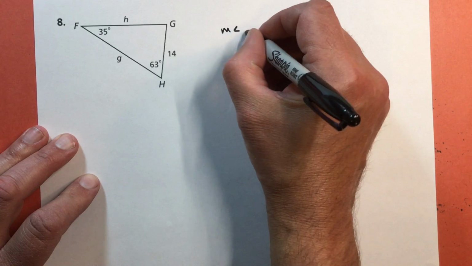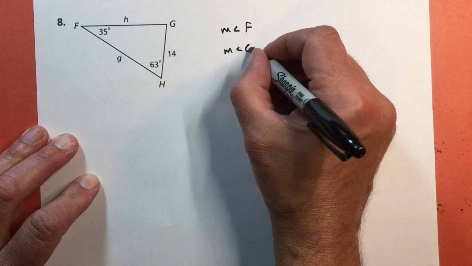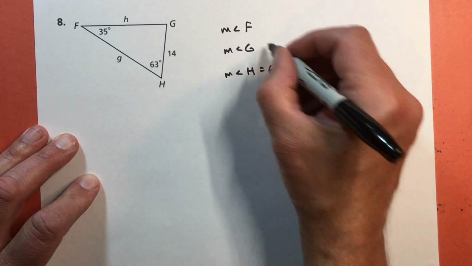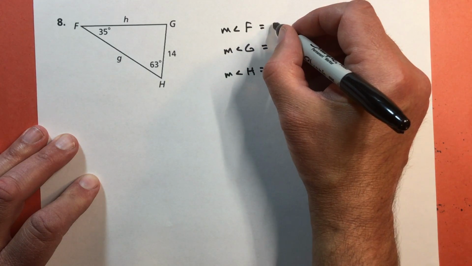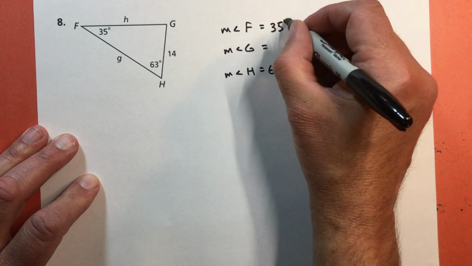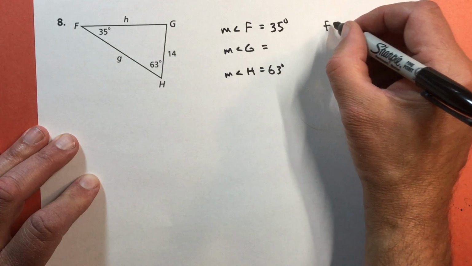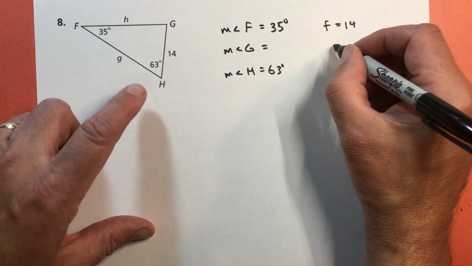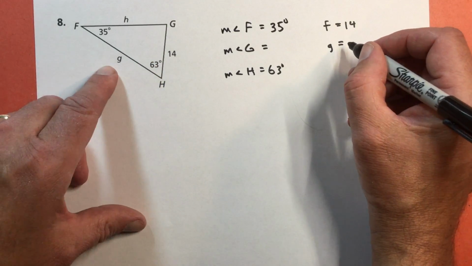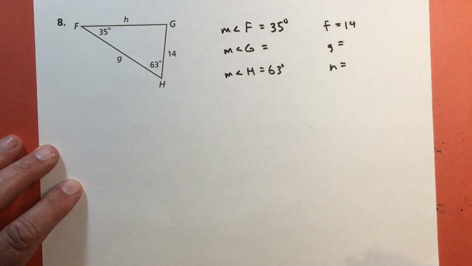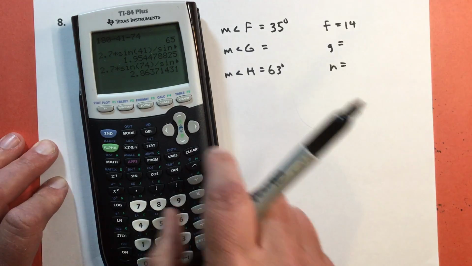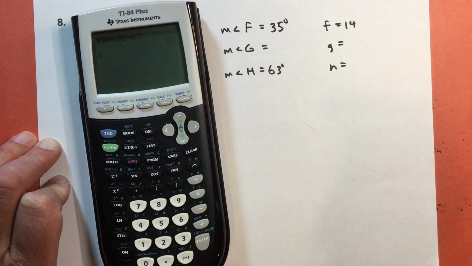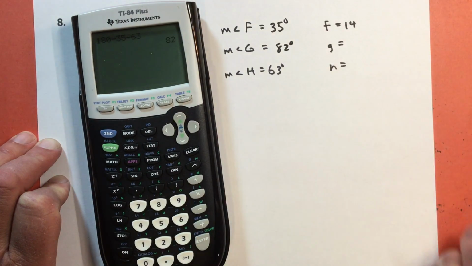So I got the measure of angle F, the measure of angle G, and the measure of angle H. H is 63 degrees. G I don't know. And F is 35 degrees. And side F is 14. Side G I don't know, and side H I do not know. So let's find angle G. So 180 subtract 35 subtract 63 gives me 82 degrees.